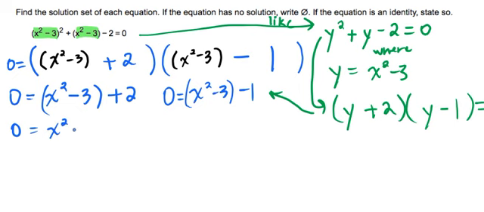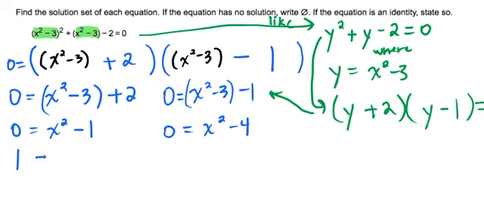Negative 3 plus 2 is negative 1. And same thing here. Negative 3 minus 1 is negative 4. And with these, you could either factor them by difference of squares, or you could move the 1 and the 4 over to the left and then take the square root of both sides. Now, if you move over the 1 and the 4 and you take the square root of both sides, you've got to remember to put a plus or minus on the other side when you take the square root of x squared. You know what, I'll do one of them that way and I'll do the other one by factoring.